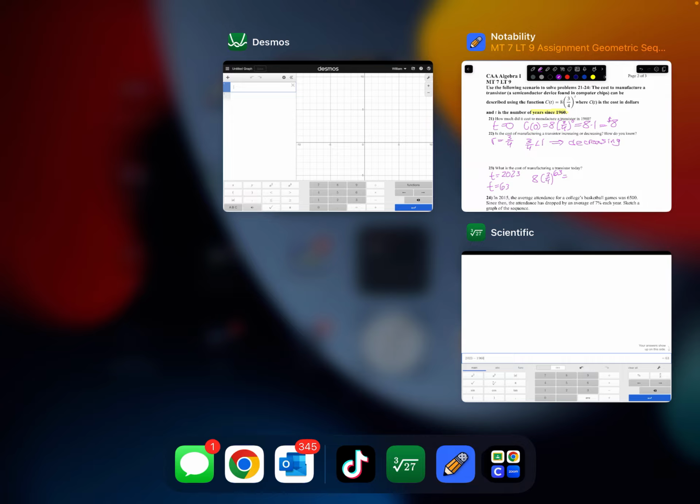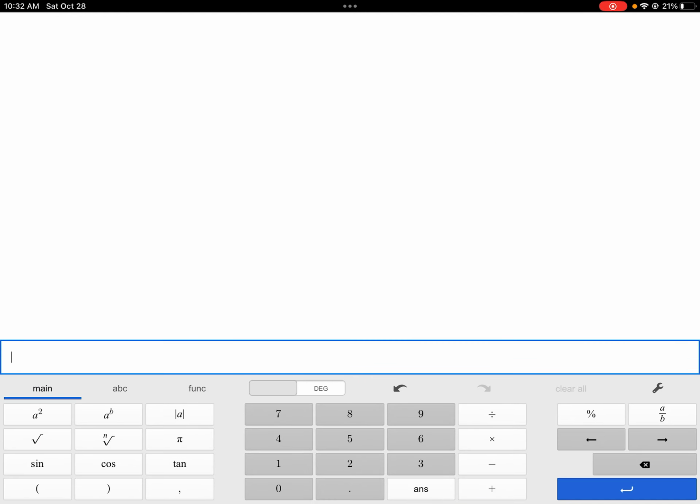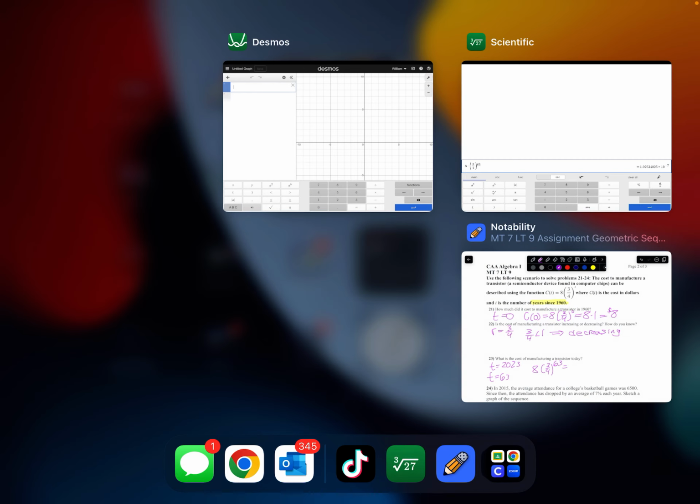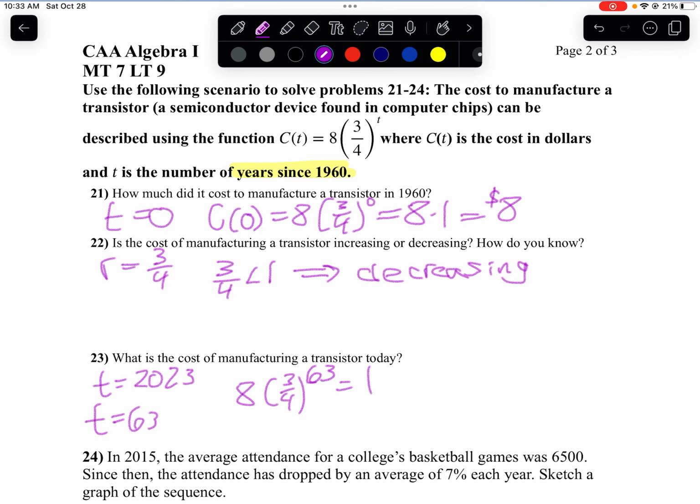So let's use that on our calculator. If we take 8 times 3/4, now you could type in 0.75, but I'm going to type in 3/4. And we're going to raise that to the 63rd power. Notice the number is so small, it's written in scientific notation. If we round it, we'll go 1.08, we'll say. That's 1.08 times 10 to the negative 7.